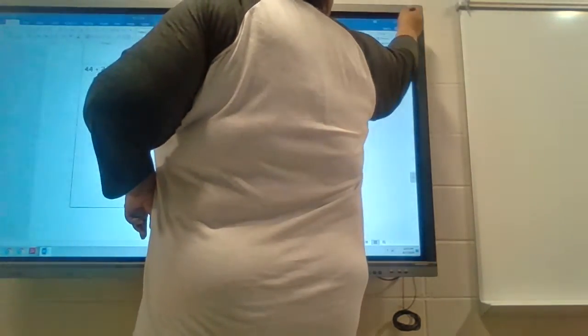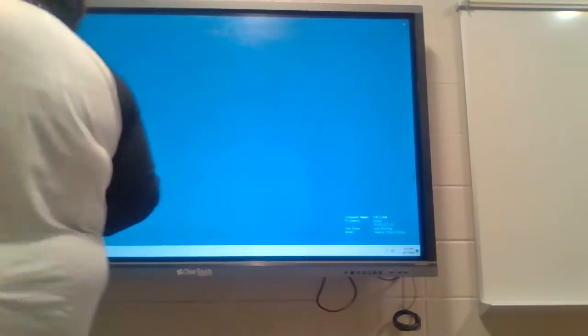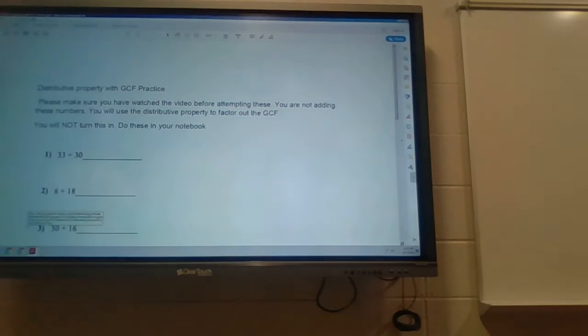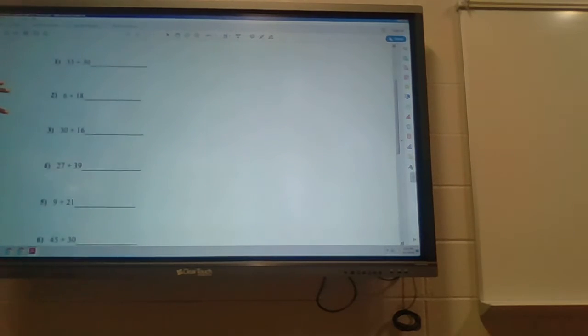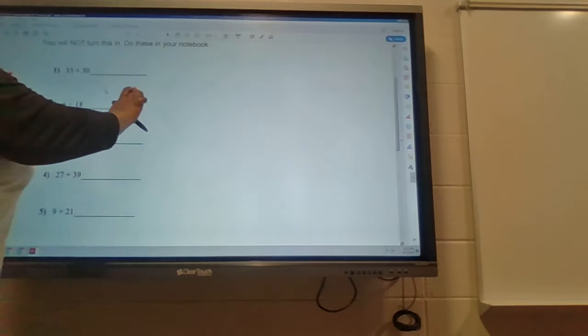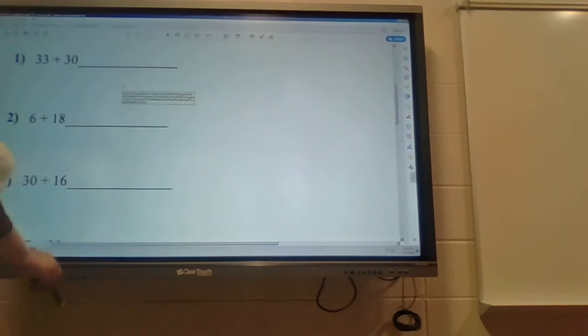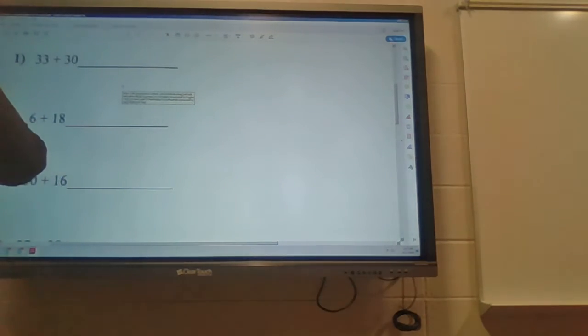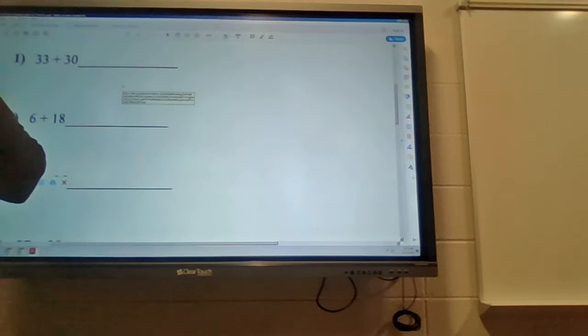Okay, let's look at one more set. Yeah, that's the one I want. Okay, so let's look at this one. See if I can make this a little bit bigger. Okay. So this is 33 plus 30. So I'm going to have to work this over here to the side or on my scratch paper. So even though we're doing digital learning, we still need scratch paper, people.